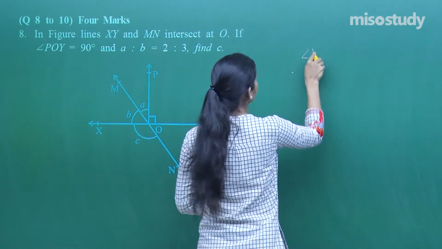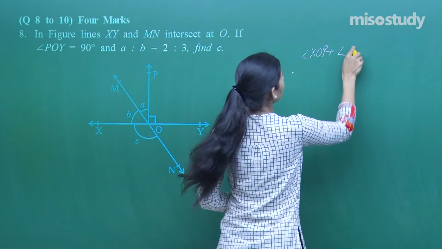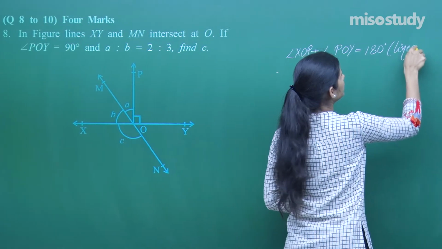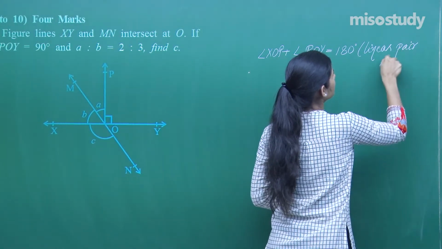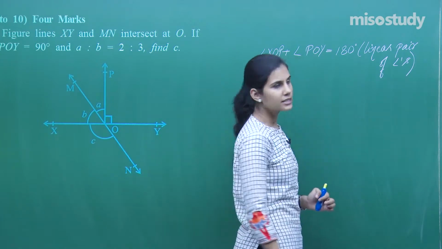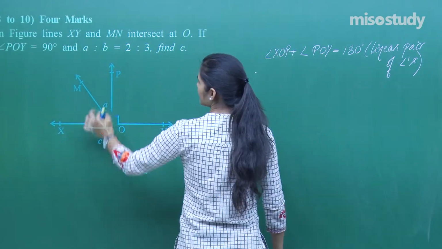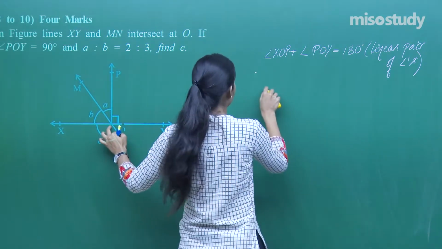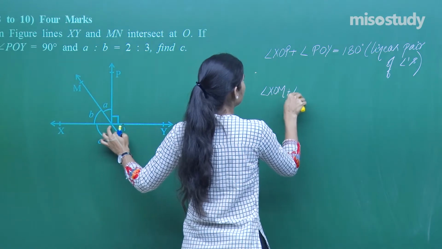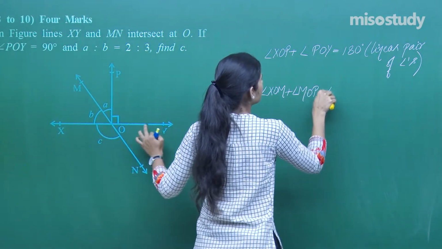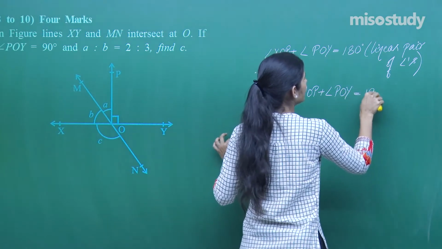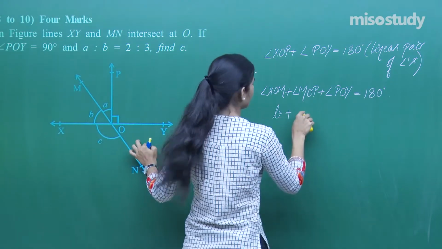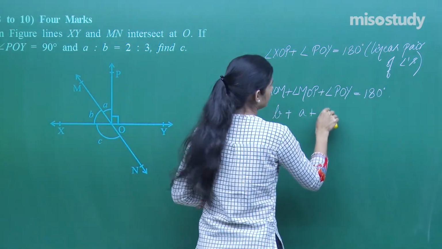Angle XOP plus angle POY is 180 because they are forming linear pair of angles, right? But angle XOP is angle XOM plus MOP because M is an interior point of angle XOP. So I will have angle XOM plus angle MOP plus angle POY is 180. Angle XOM is B, MOP is A, POY is 90.